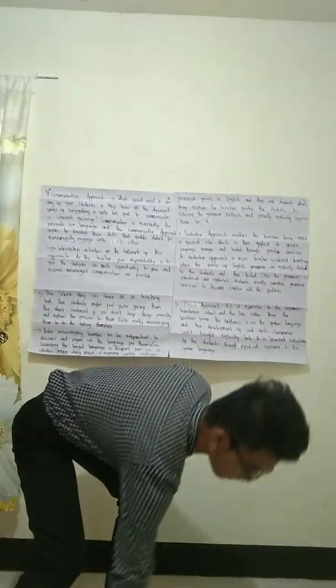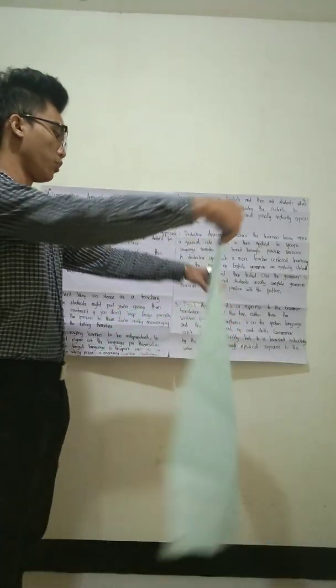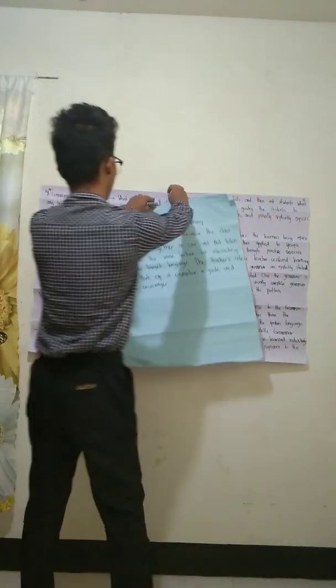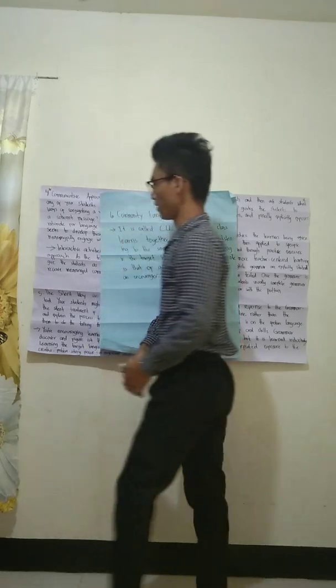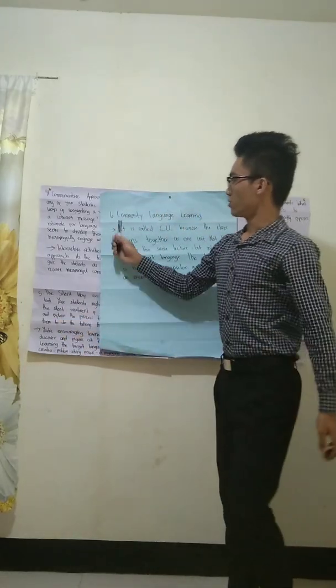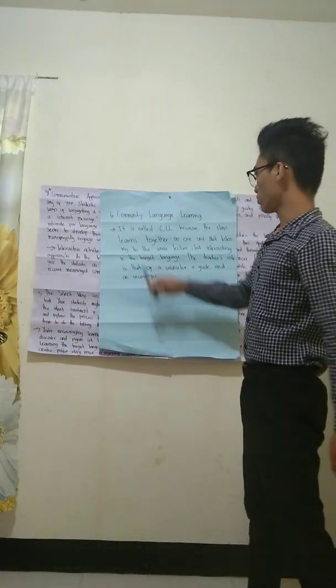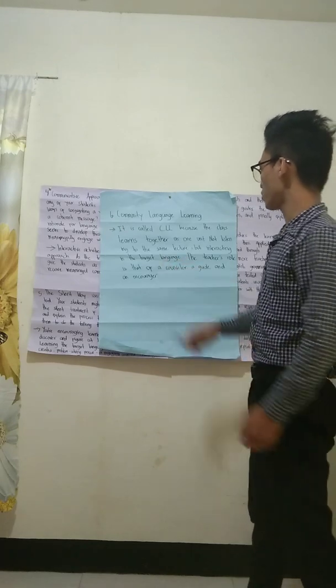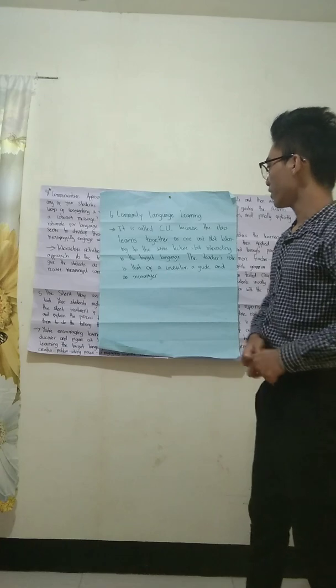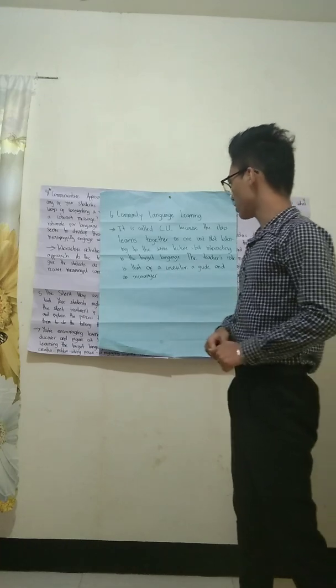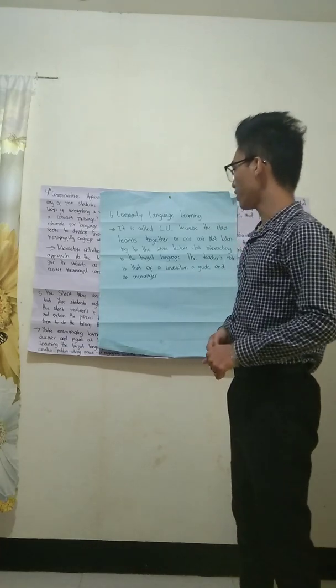So the next topic is community language learning, or the community language learning approach. I hope you have learned something from the number 5 approach, the silent way. The community language learning approach is called CLL because the class learns together as one unit, not listening to the same lecture but interacting in the target language. The teacher's role is that of a counselor, a guide, and an encourager.